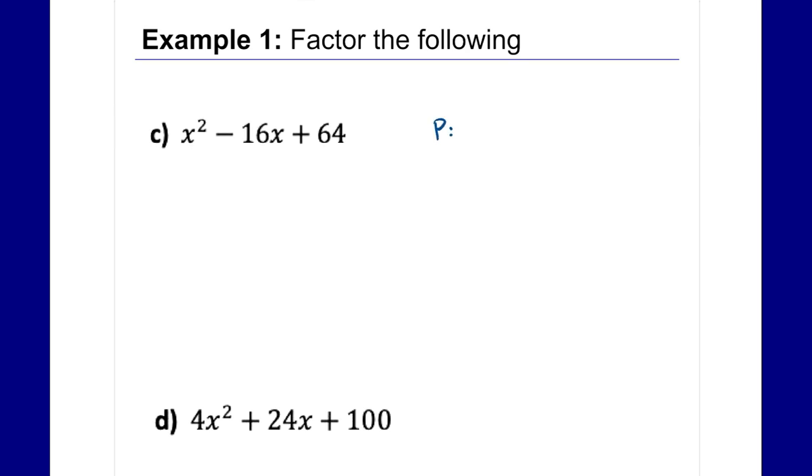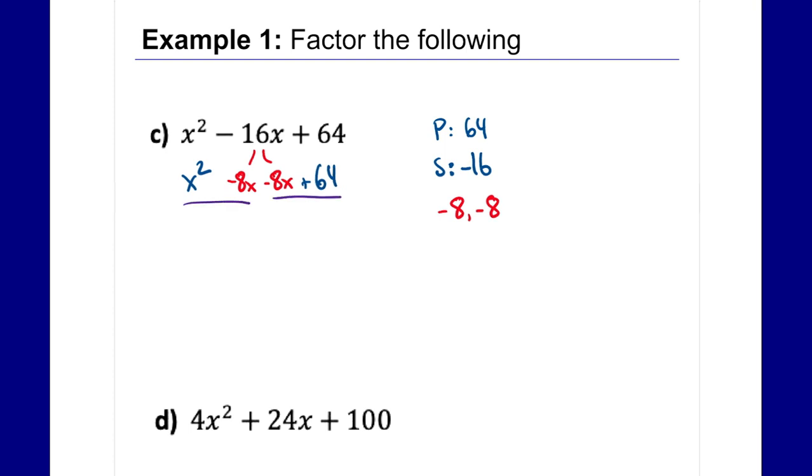Two numbers that multiply to 64, but they have to add to negative 16. So multiply to 64 and add to negative 16. We go through our multiplication table and we should find that we have negative 8 and negative 8. So we're going to split up that middle term into negative 8x and negative 8x. We're still going to have the x squared and the plus 64.